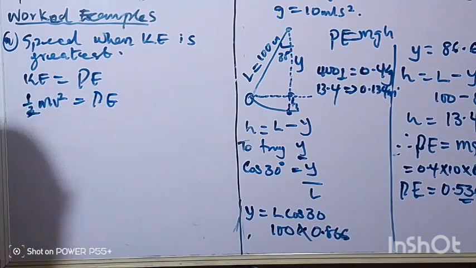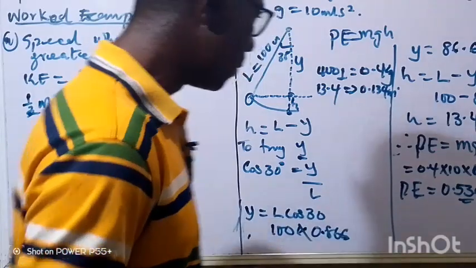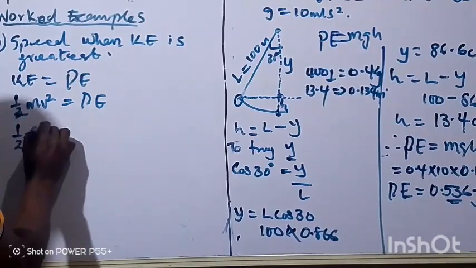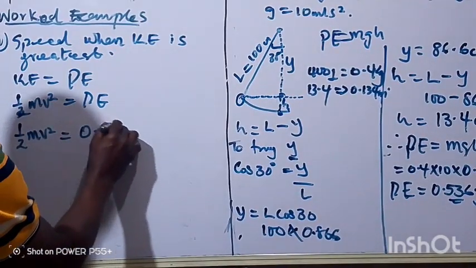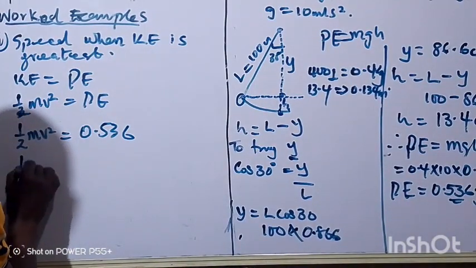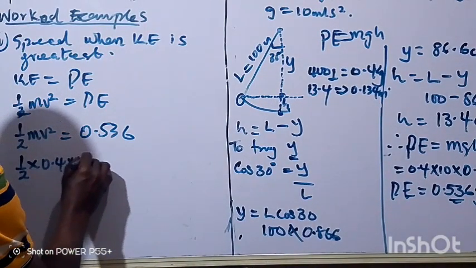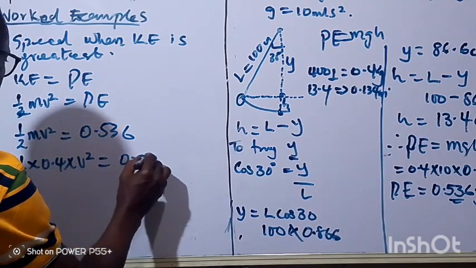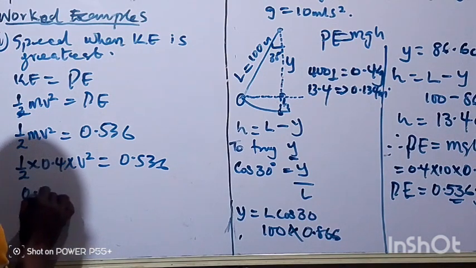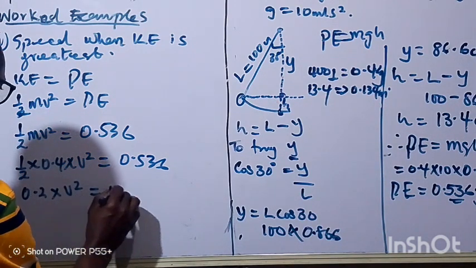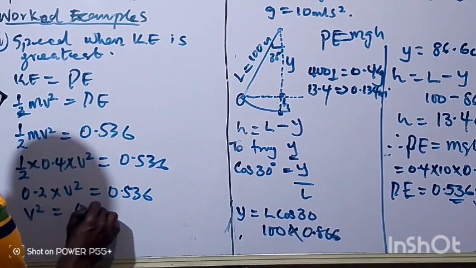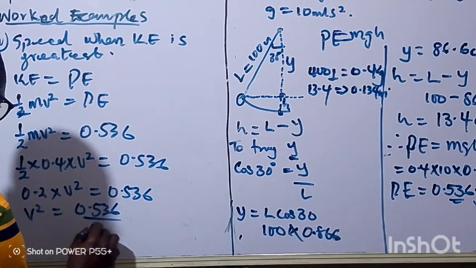And the value of PE here is 0.536. So we are going to have 1 over 2 mv squared is equal to 0.536. Mass is 0.4. So we have 1 over 2 multiplied by 0.4 multiplied by v squared is equal to 0.536. So this gives us 0.2 multiplied by v squared is equal to 0.536. So our v squared now is equal to 0.536 divided by 0.2.